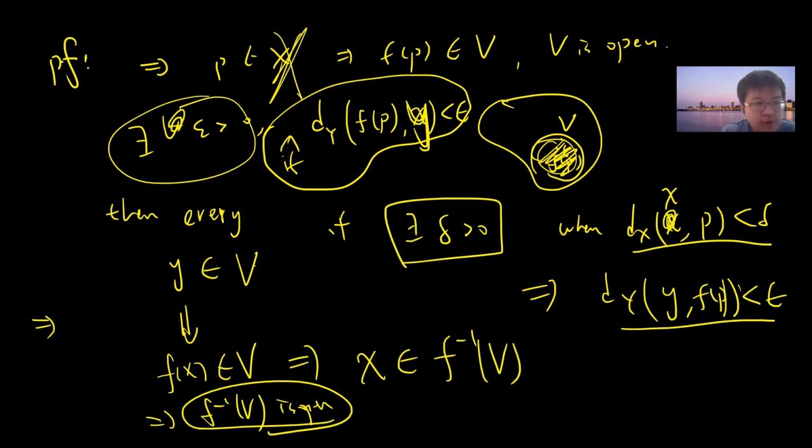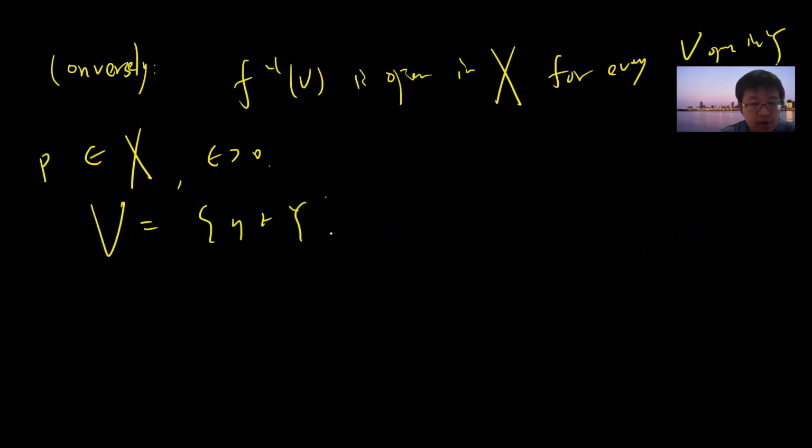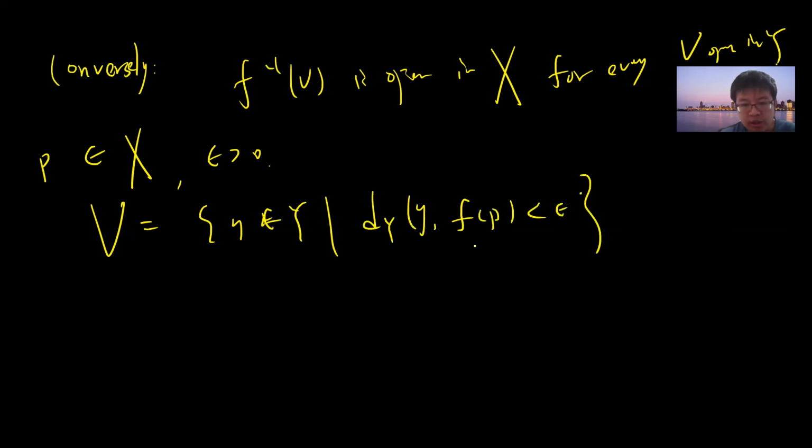Okay, and then conversely, suppose f inverse of V is open in the original space X, for every V open in Y. Then let's say you pick p belonging to X and epsilon greater than 0, and you define V to be the set of all y belonging to Y such that d_Y(y, f(p)) is less than epsilon.